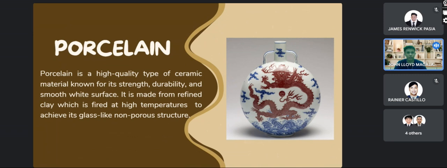Porcelain is used for various applications, including tableware, tiles, and decorative objects due to its resistance to moisture and heat. Its fine texture and translucency set it apart from other ceramics, giving it a more elegant and delicate appearance. Next slide, please.